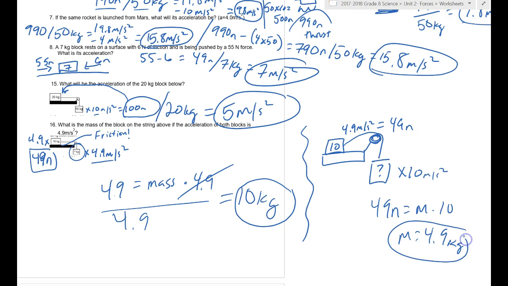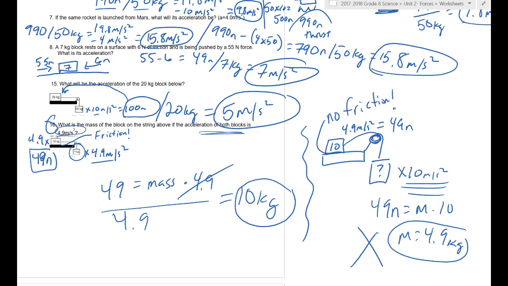So that's why on one of the answer sheets, I think to problem set number 3, I put the answer as 4.9 kilograms. Technically, as number 16 is written, this is an incorrect answer. Because the question says, what is the mass of the block on the string above if the acceleration of both blocks is 4.9 meters per second squared? Here, we've assumed that it's actually going to fall at the rate of gravity because this is frictionless. No friction.